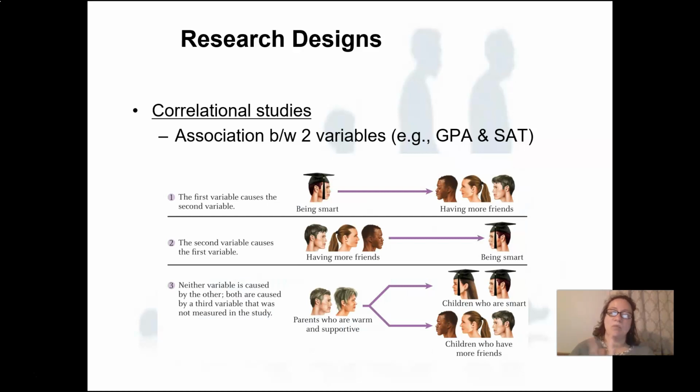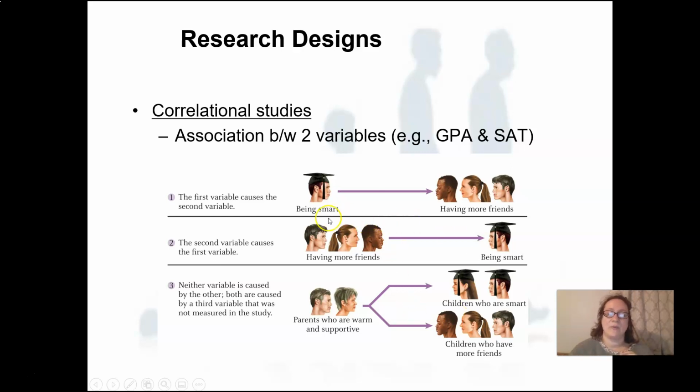But that does not mean that one causes the other. This is a really important thing in science and something that people confuse all the time. If you don't really do a true experimental design where you're manipulating one factor and measuring its effect on the other, then all we can say is that things are related. There's an association. We do not know for sure that one causes the other.